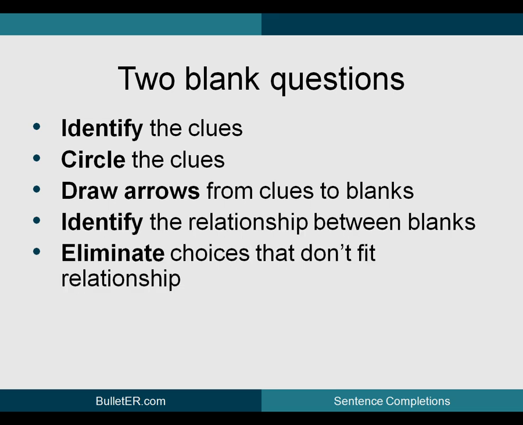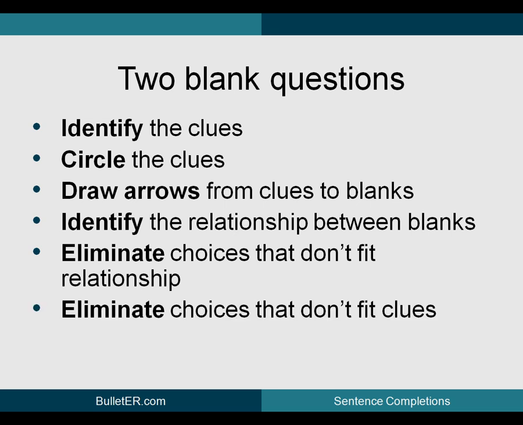Once you're done with that, you can start eliminating choices. First, eliminate the choices that don't fit the relationship that you wrote down. After that, eliminate the choices that don't fit the clues you circled. Finally, again, put your answer back into the blank and read it aloud to check that it sounds right.